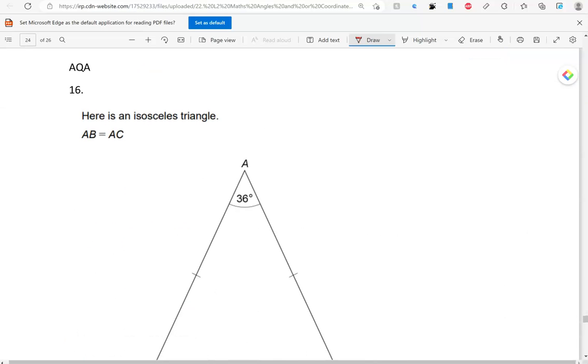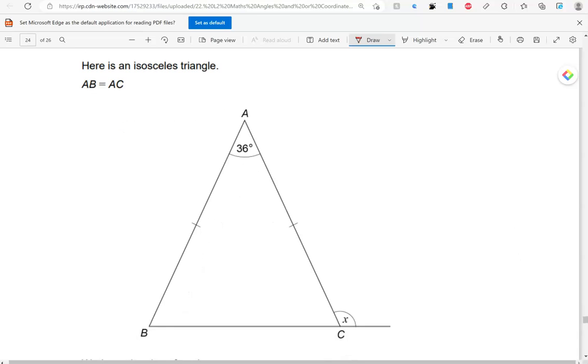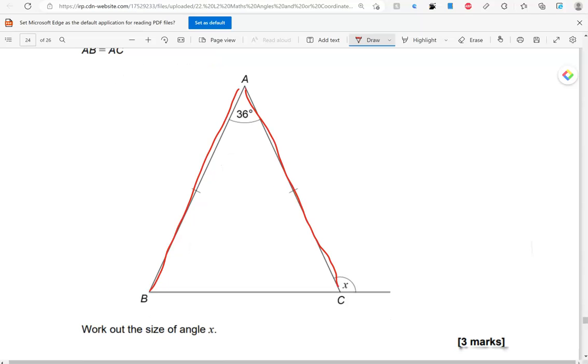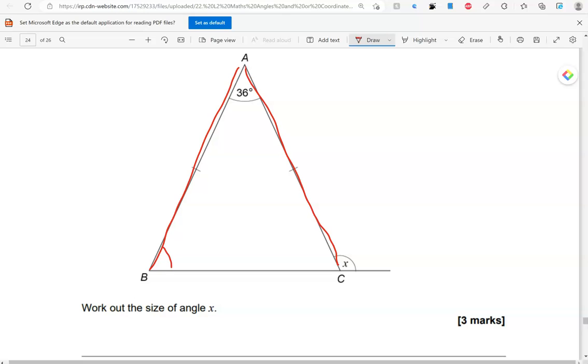Here is an isosceles triangle. AB is equal to AC. So this side is equal to this side. This also means that this angle is equal to this angle. We need to work out the size of angle X. So we'll start by working out this angle and this one. So we only know this one, which is equal to 36 degrees.